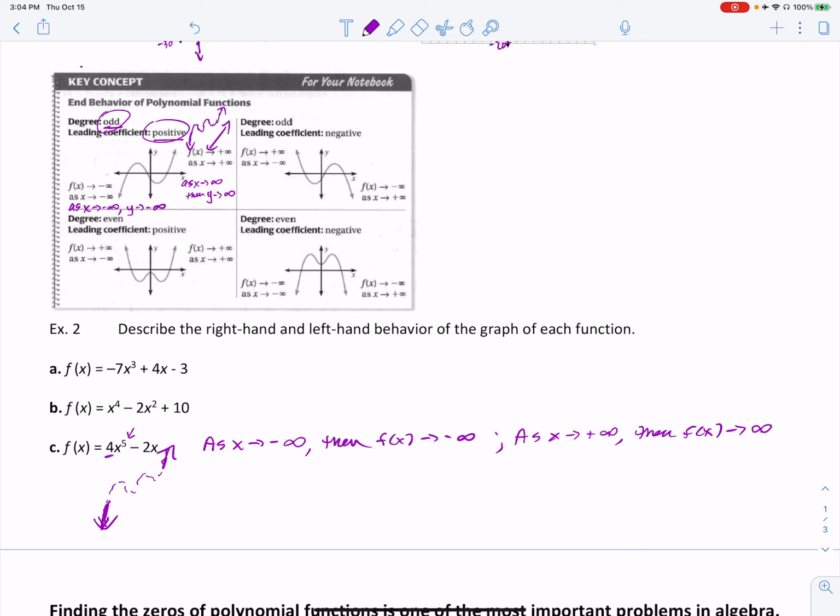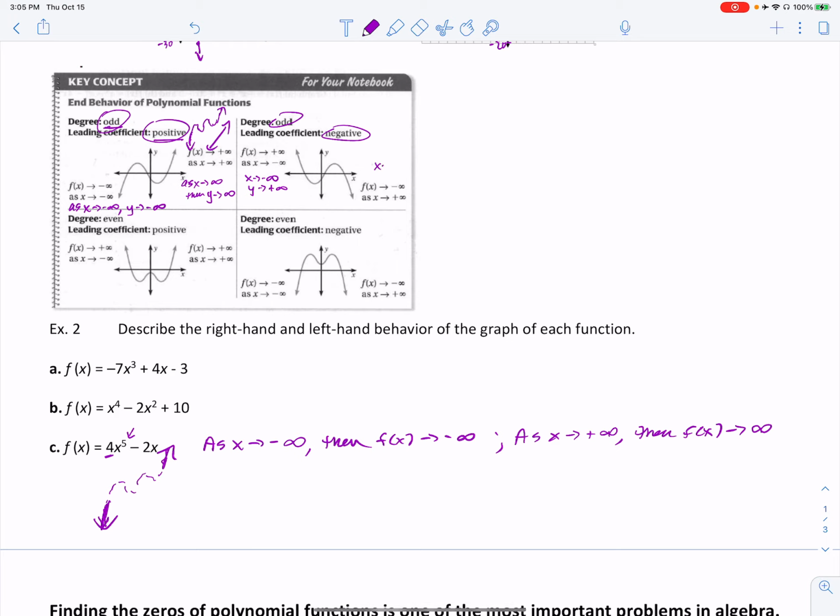But then there's 4 cases, because when the degree is odd and the leading coefficient is negative, you end up flipping that graph. And so you have just the opposite. We have as x goes to negative infinity, then y is going to go to positive infinity.